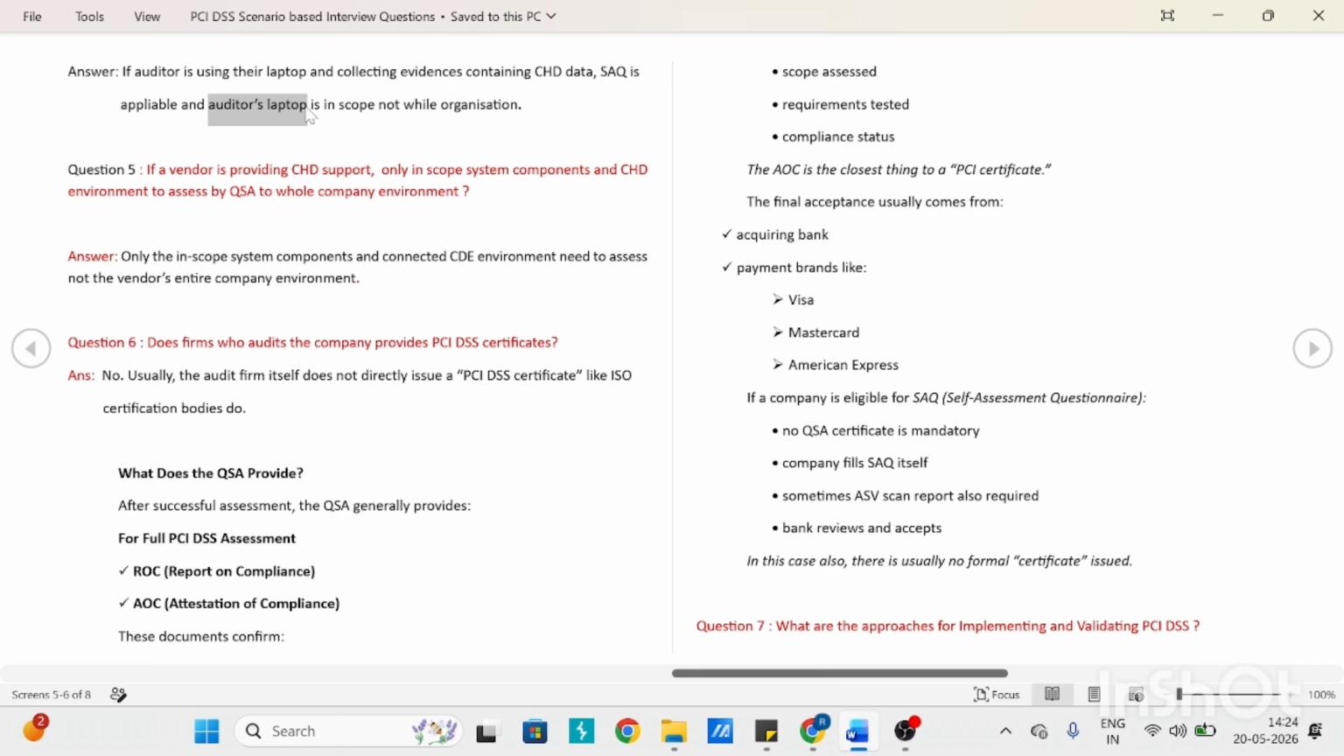Laptops should be in encrypted format, right? Monitoring and logging part, right? That laptop should not be accessible to others, etc. Like we have ISO controls, so ISO controls like encryption level and all would be applicable here.